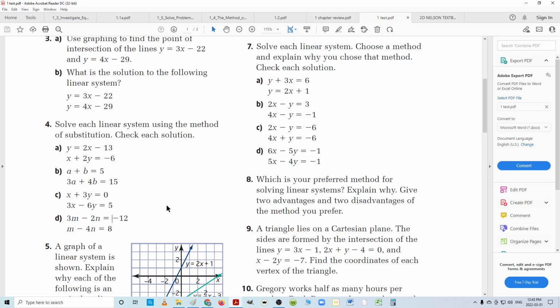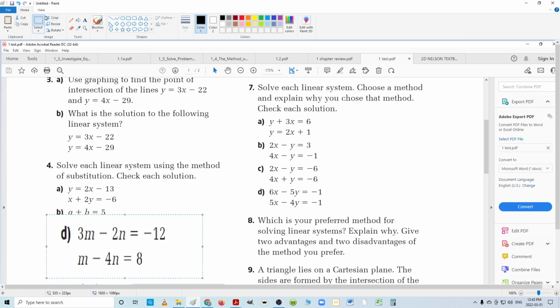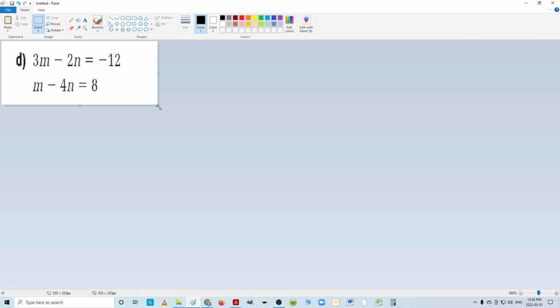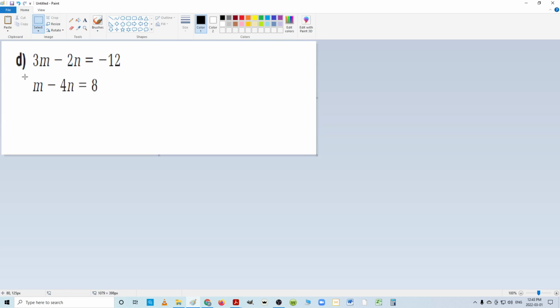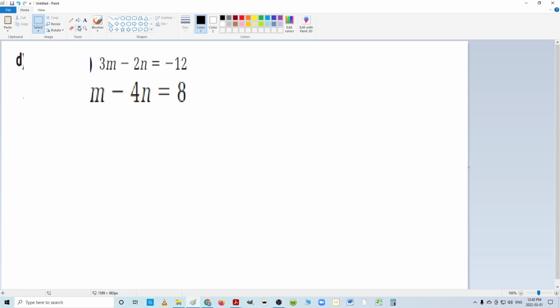So let's look at this one, D. What would be a better way to do it than substitution? Because I don't really have y is equal or m is equal to anything. But I notice that my m up top is 3m, and my y and my n is 2. So I'm going to multiply the bottom line by 3. Why am I making it 3? Because I want to match this 3 up here. So I'm going to multiply each term by 3.